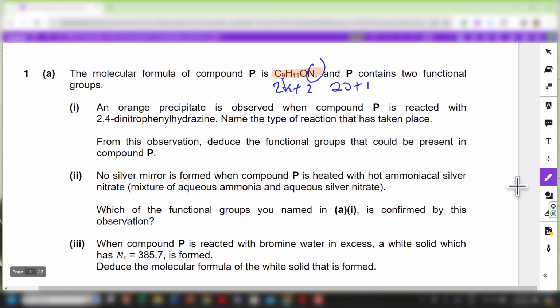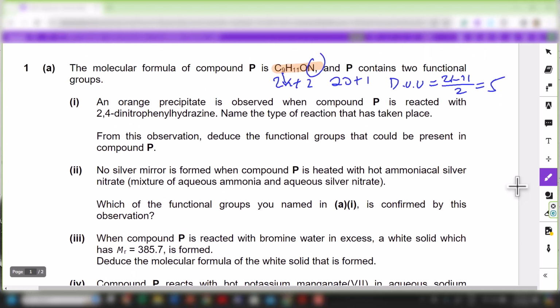So the maximum number of hydrogens a 9-carbon unit with 1 nitrogen can have will be 21. In this case, degree of unsaturation will be 21 minus 11 divided by 2. So we're going to get 5. Okay, so 5 degrees of unsaturation, likely to have a phenol ring, given the limited amount of information.